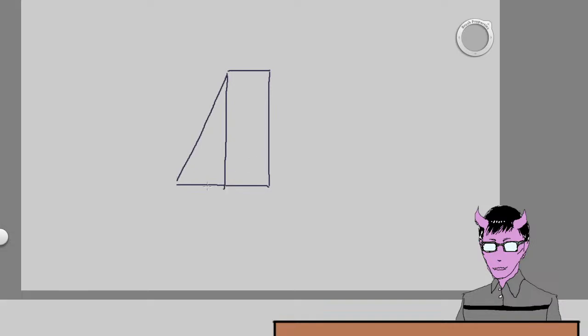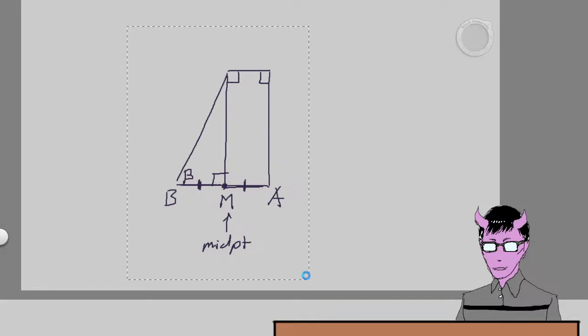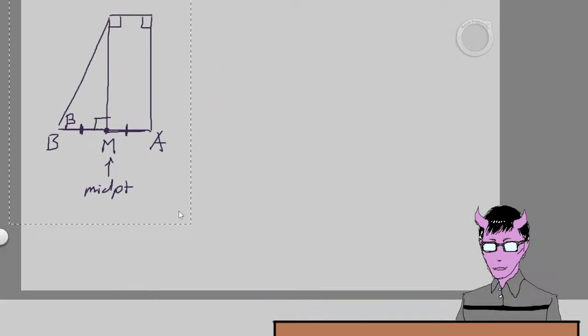Alright, there it is. We are given this is angle beta. This is going to be 90 degrees. This is given as 90, this is given as 90, and then we are informed that this here, the length here, is congruent to the length there. So in other words, if we call this one M, then M is a midpoint of AB, of BA. Just to make things clear. Stick that in, toss it to the side.